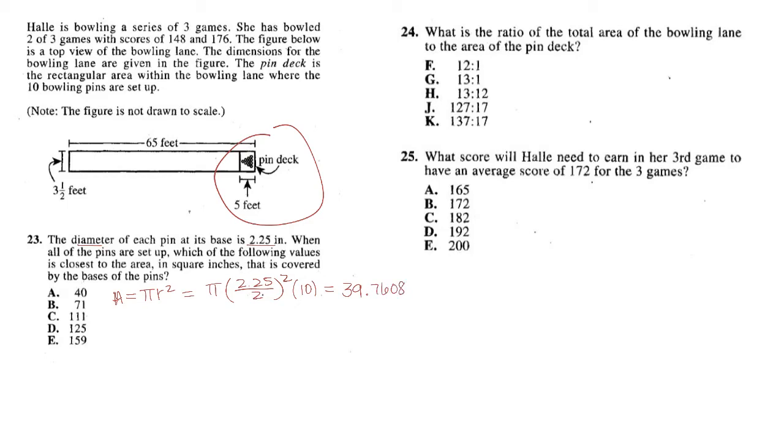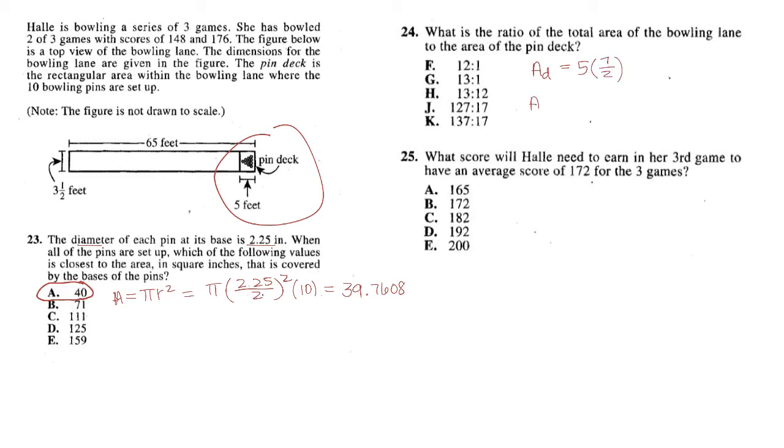And that looks like it's going to be answer choice A. Moving on to number 24, we need to look at the area ratio of the bowling lane to the pin deck. So let's look at the area of the deck, which is going to be 5 times 3.5. So 3.5, that's going to be 7 halves.